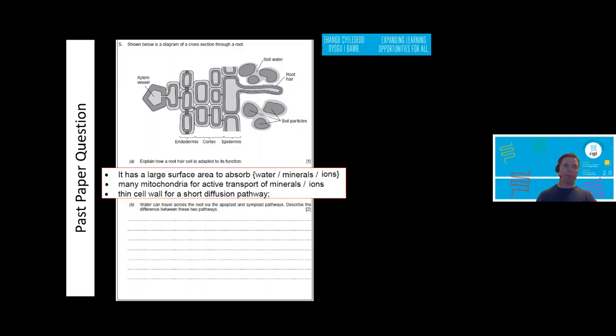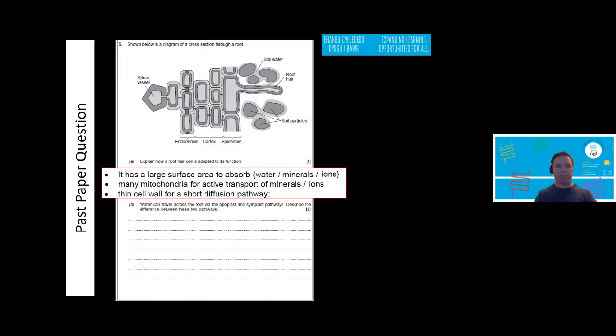Always with past paper questions, remember why you do them. You do them because you're trying to learn for the real thing. So you're not really interested in what you get right. You're more interested in what you get wrong, or what else was on the mark scheme that you didn't say, and just taking that on board to see if that's something you want to learn for the future.